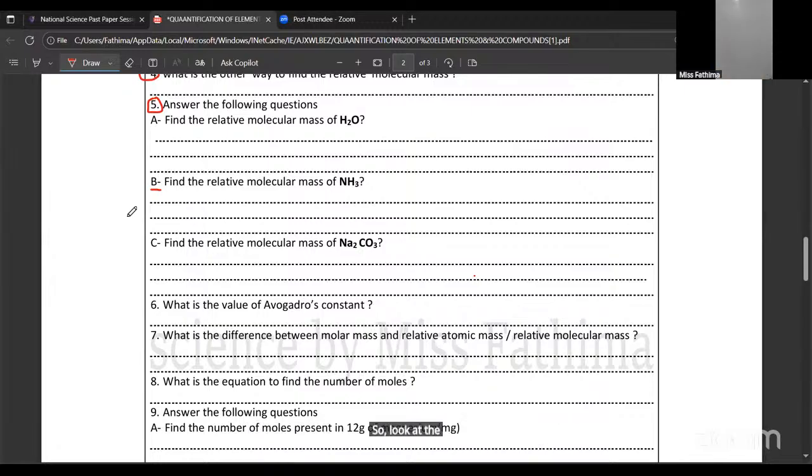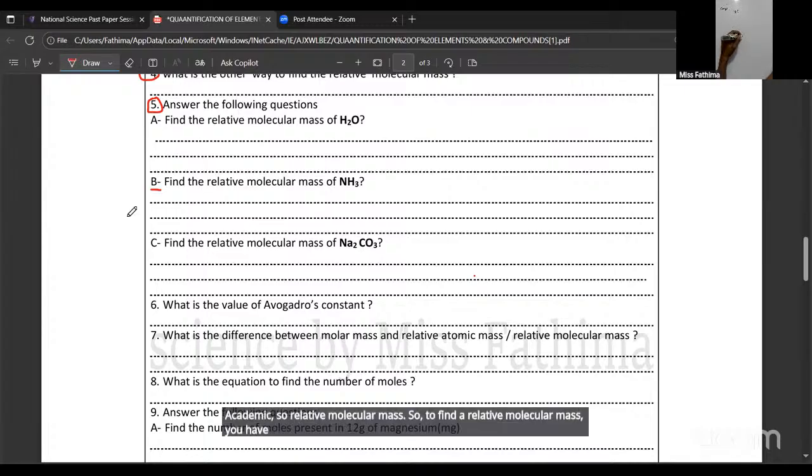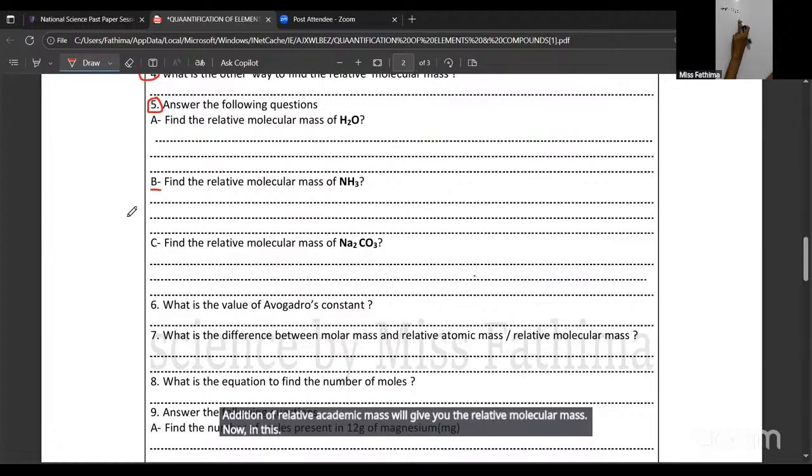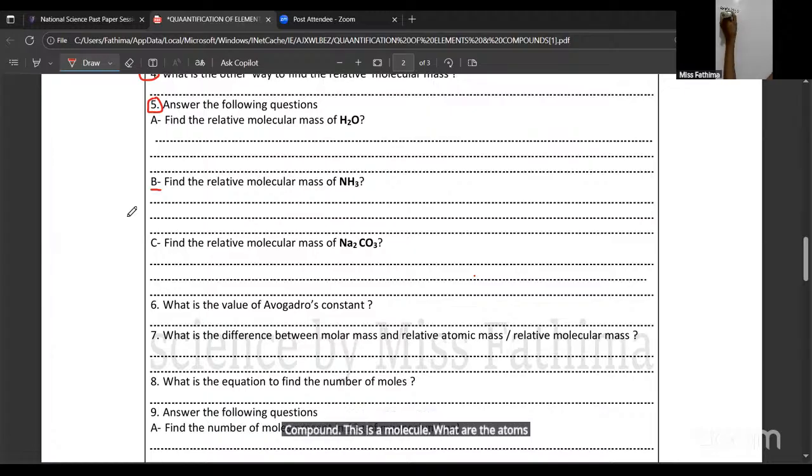The first one is to find the relative molecular mass of water, H2O. This is a molecule and they are asking for the relative molecular mass. To find a relative molecular mass, you have to add the relative atomic mass. Addition of relative atomic mass will give you the relative molecular mass. Now in this molecule, what atoms do you have? You have hydrogen, you have oxygen. How many hydrogen do you have? You have 2 hydrogen in this molecule, right?